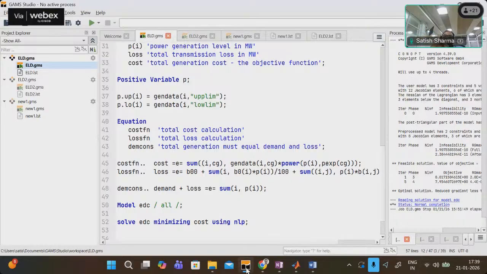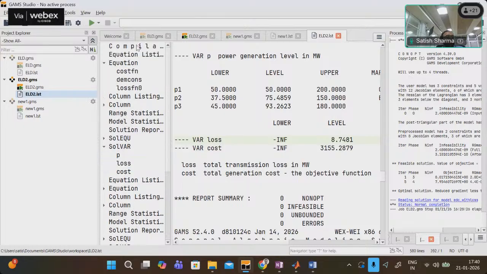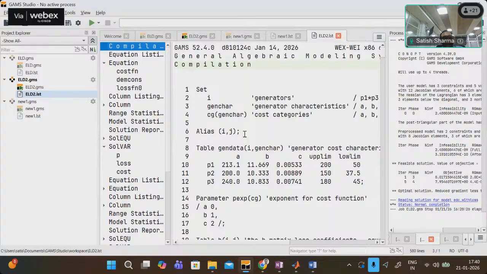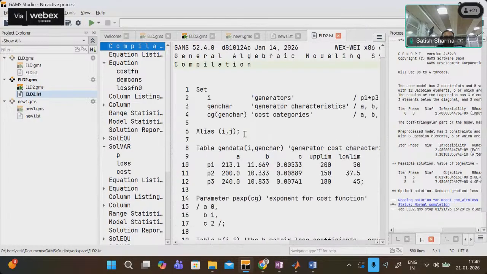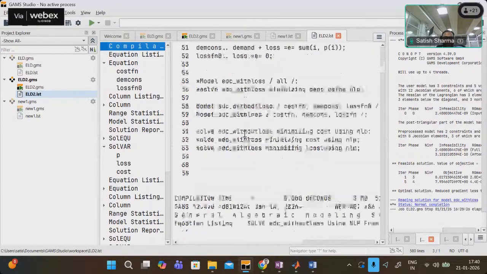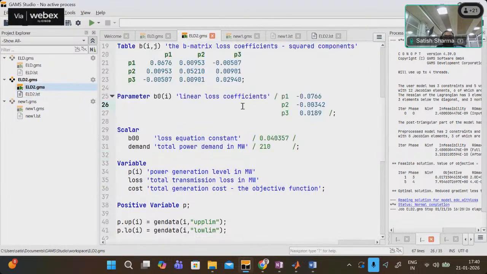About GAMS, you have to pay for it. The demo version can solve only a very limited number of variables. There is an academic license, but apart from the academic license, it's very difficult to get the GAMS software. It takes a lot of money. Basically, you have to pay, but it's good. GAMS is also good, a very simple way of writing.